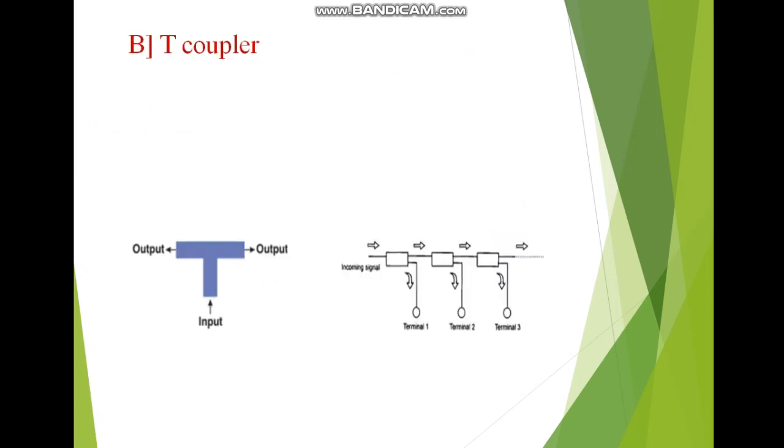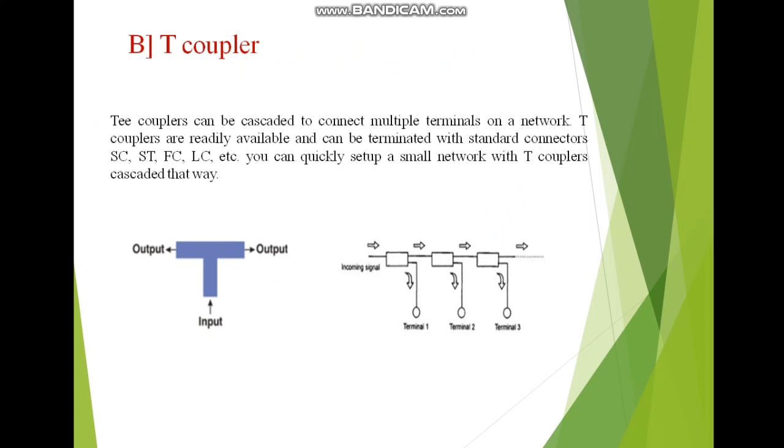Next is the T coupler, in the shape of the alphabet T. It again has one input and two output terminals. The second figure shows that we can cascade T couplers to get multiple terminals on a T network. We can connect n number of T networks. If we need more output terminals, then we can cascade this T coupler. So T couplers can be cascaded to connect multiple terminals on a network. T couplers are readily available and can be terminated with standard connectors like SC, ST, FC, LC, etc. And you can quickly set up a small network with T couplers.